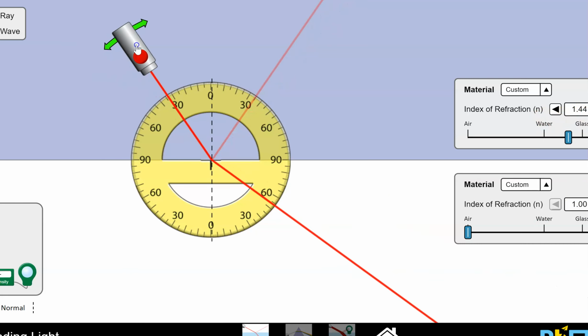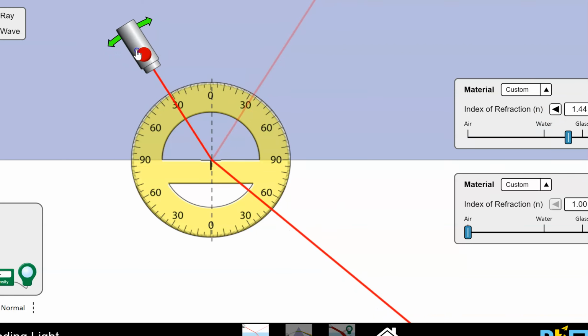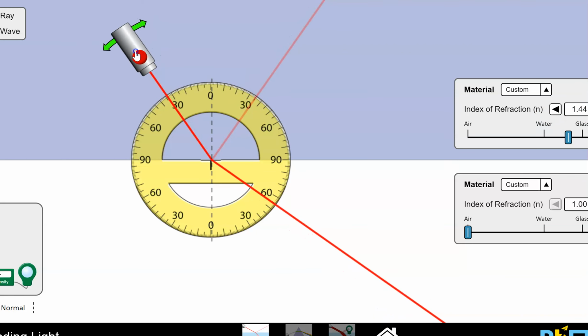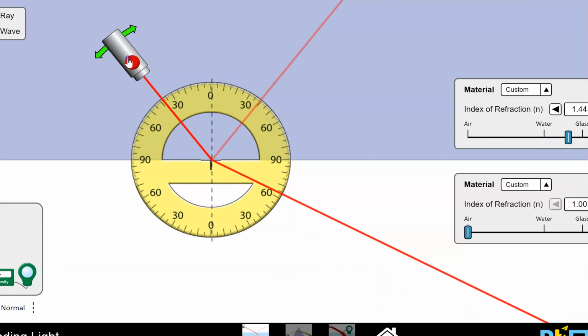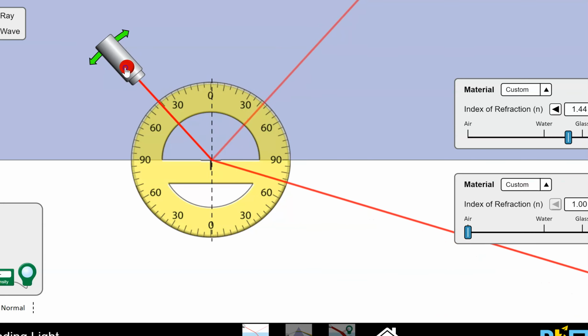But if you just play around with this, the sim's available in the module, by the way. This is the PhET sim. If you keep tweaking this, look, the line keeps bending farther and farther away from the normal.